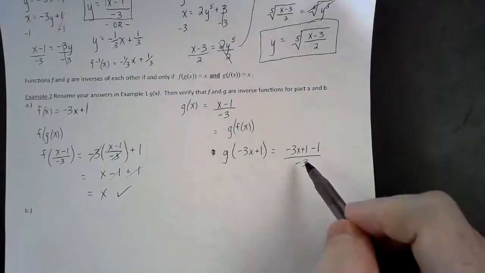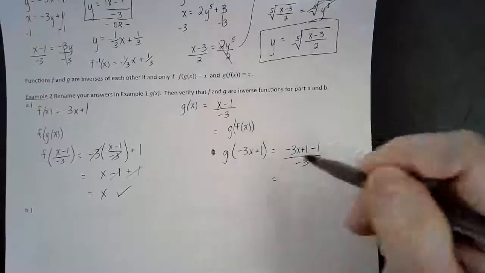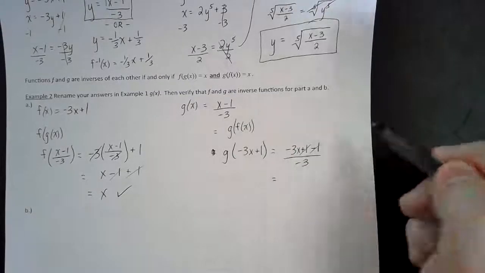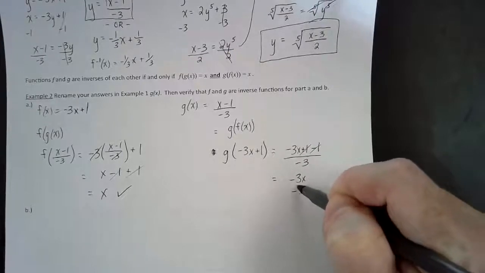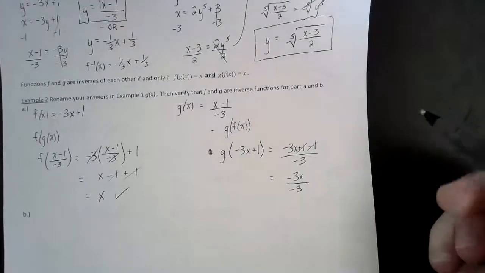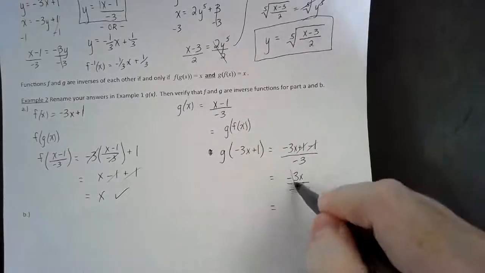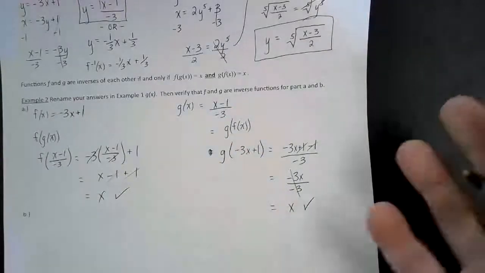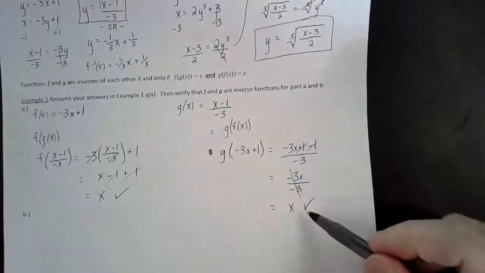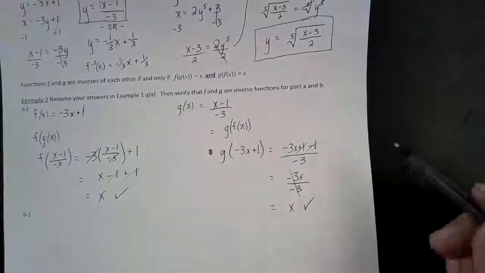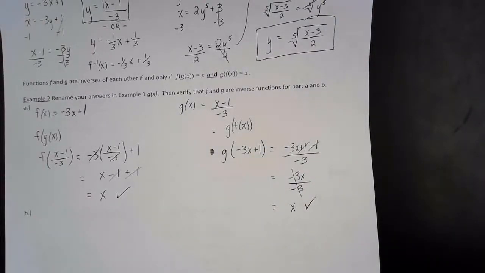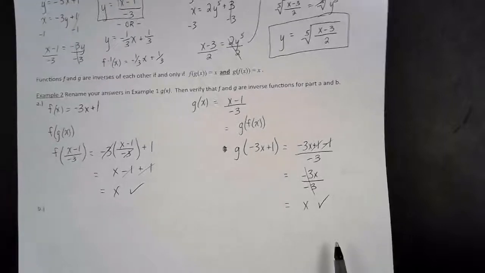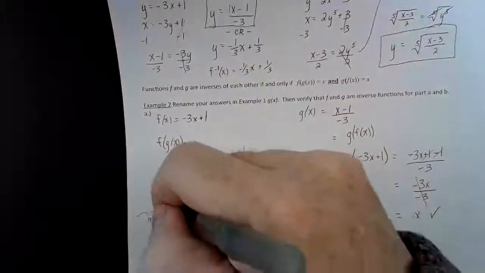All right, so we need to simplify the top first. These two cancel, so we get negative 3x over negative 3. And then the negative 3's cancel, leaving you with x. So see, it looks really confusing, but it always should come out to be x. So we just verified that f of g of x equals x and g of f of x equals x. So that was for A. Now we're going to do B.